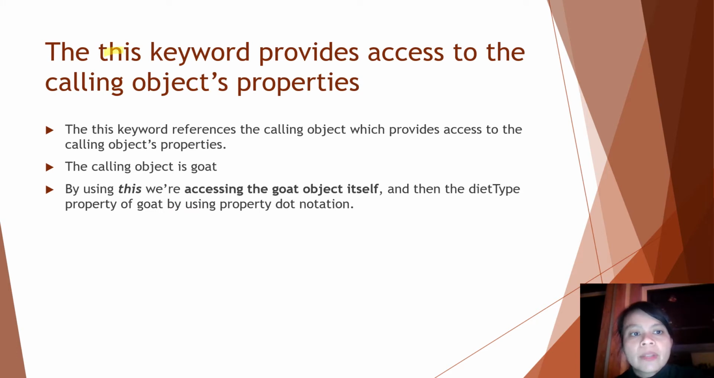So the this keyword provides access to the calling object's properties. It references the calling object, which provides access to the calling object's properties, and the calling object is goat. So by using this, we're accessing the goat object itself, and the diet type property of the goat is accessed by using the property dot notation.